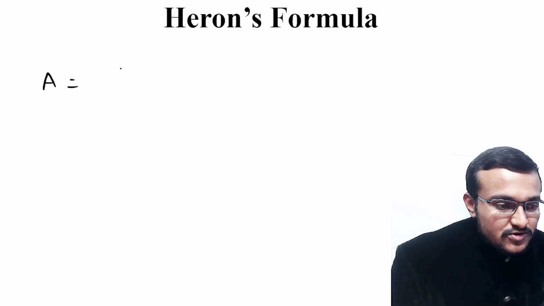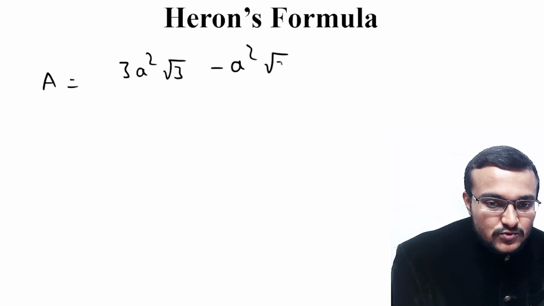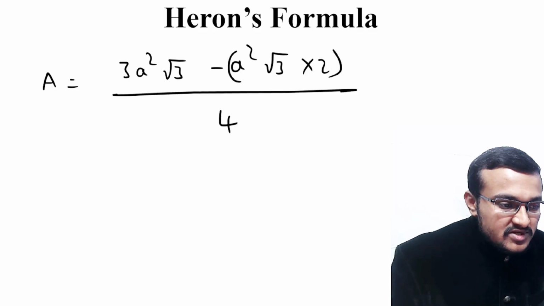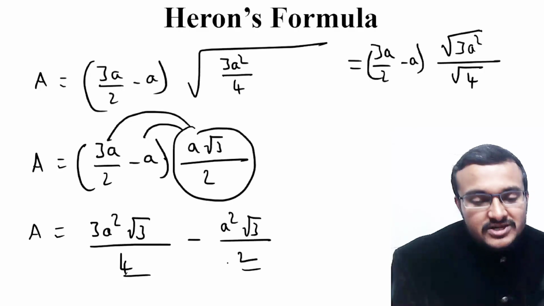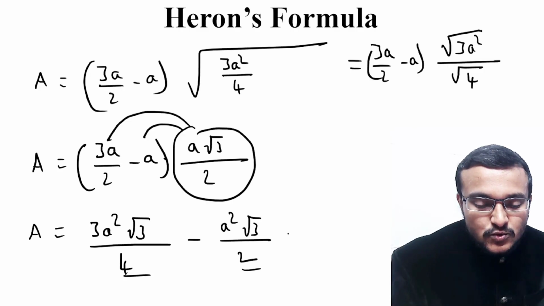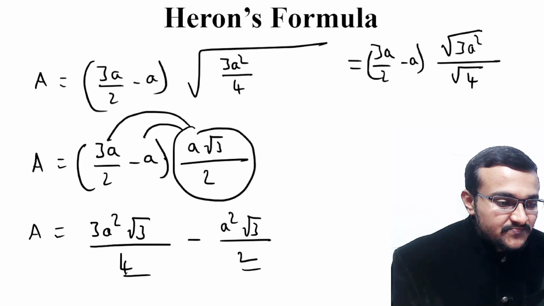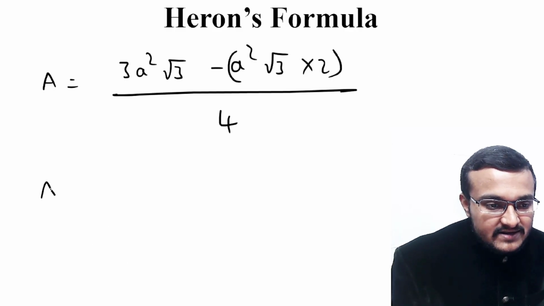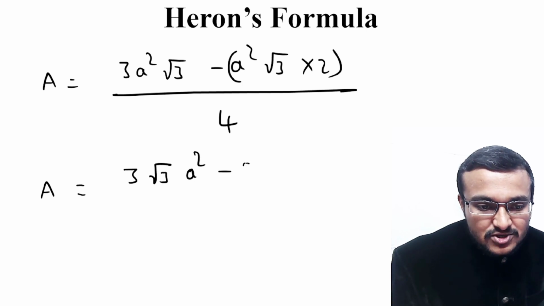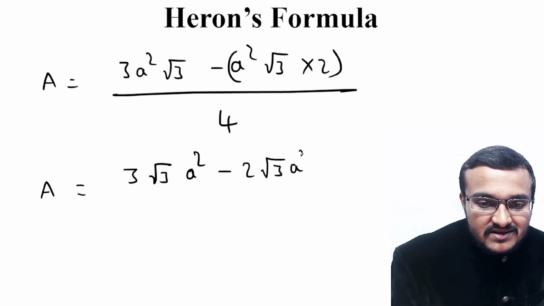So area will be equal to 3a square root 3 minus a square root 3 into 2, whole divided by 4. Here I am taking LCM of 4 and 2, that will be 4. So into 4, here 4 gets cancelled. Here also into 4, 2 ones are 2, 2 twos are 4, so a square root 3 into 2 will be remaining inside the bracket. So area will be equal to 3 root 3 a square minus 2 root 3 a square divided by 4.